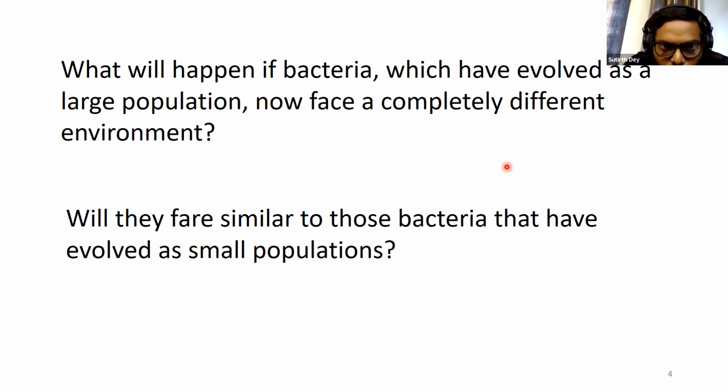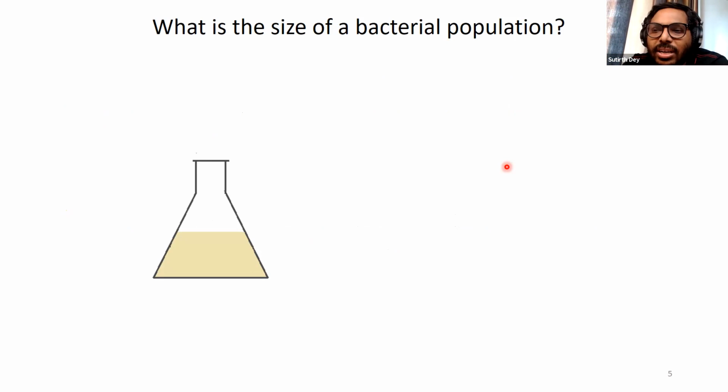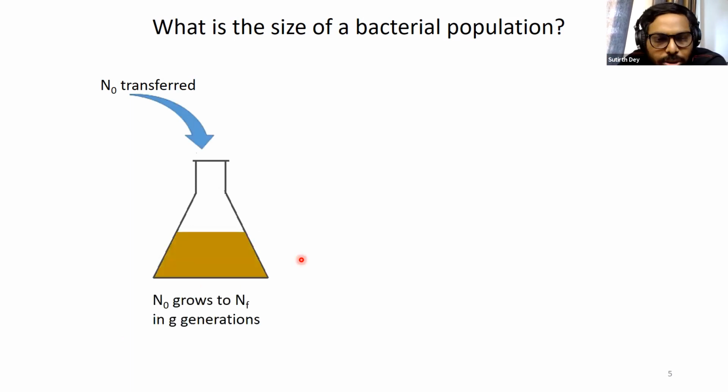However, before we get into that, we need to quickly understand what is meant by the size of a bacterial population, particularly when you are working with it in the lab. As we know, in a lab, we will typically culture a bacterial population in a flask or some kind of plate, and there will be some medium in that. I don't know if you can see this shaded thing. This is the medium. And to this, you introduce some number of bacteria, the initial number, say N0. And this bacteria then grows to a final population size of NF. And it takes about, say, G generations to do that.